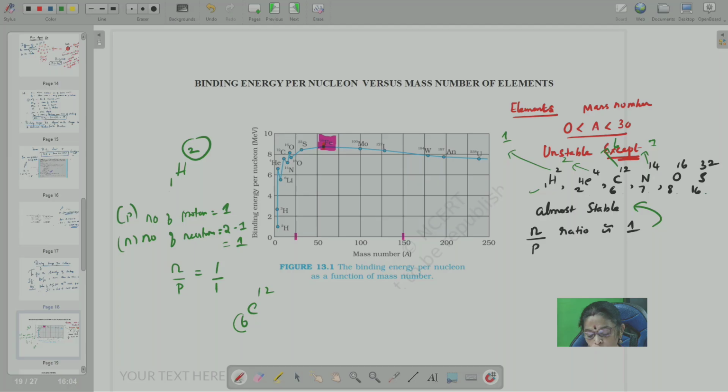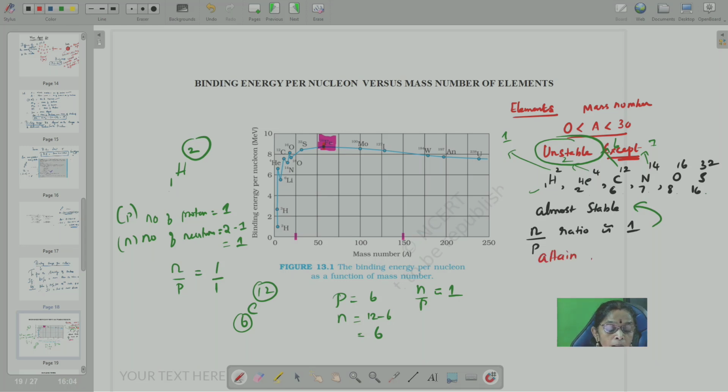Similarly, you take carbon-12, with atomic number 6. What is the number of neutrons? Protons are equal to 6. Neutrons are equal to 12 minus 6, that's equal to 6. So therefore the N by P ratio is equal to 1. If the N by P ratio is equal to 1, then it is almost stable. So such elements only I have taken. So you should say mass numbers 0 to 30 are unstable. Okay, they are unstable. Then how will they attain stability?